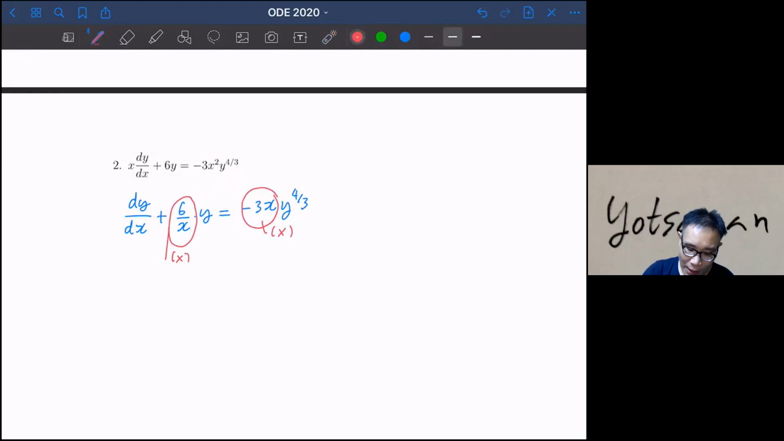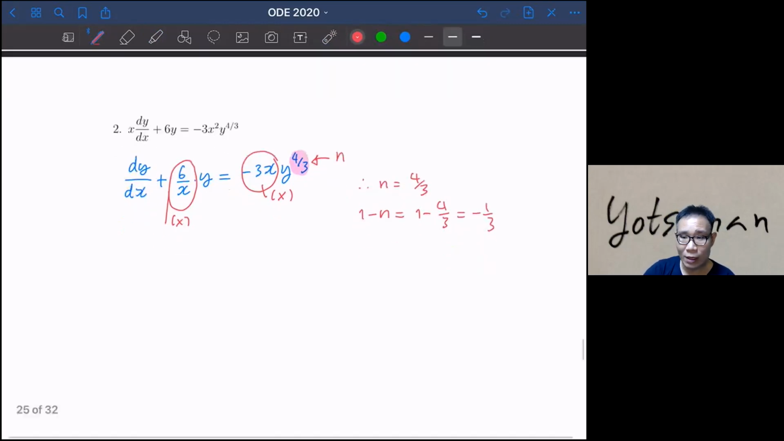This one is Bernoulli. Don't forget that you need to identify n, and n in this case is equal to 4/3. So you have n equal to 4/3. You have 1 minus n equal to 1 minus 4/3 equal to negative 1/3. And you're gonna convert this thing into a linear equation. Okay, so please do this one. I will do another one.